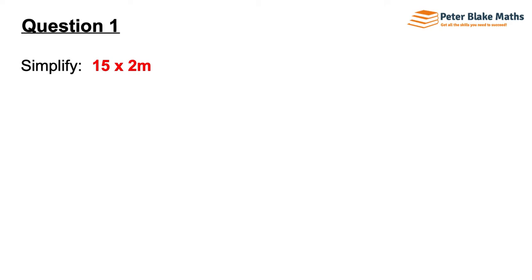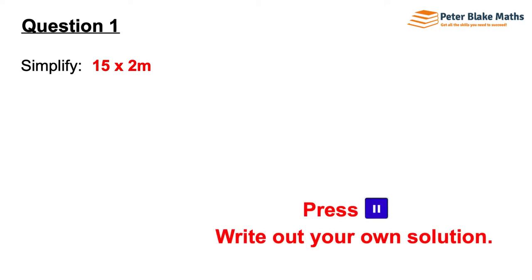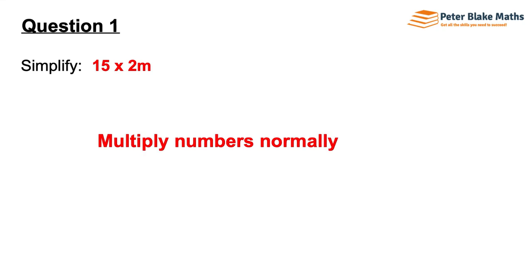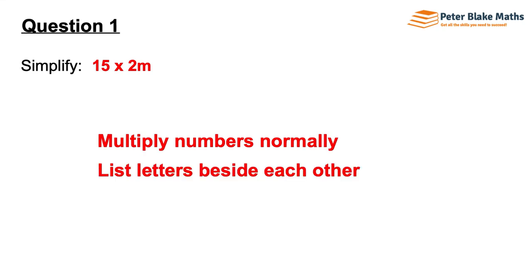Question 1. Simplify 15 times 2m. We multiply the numbers normally and we'll list the letters beside each other. So 15 times 2 is 30 and we just list the m after that. So final answer 30m.